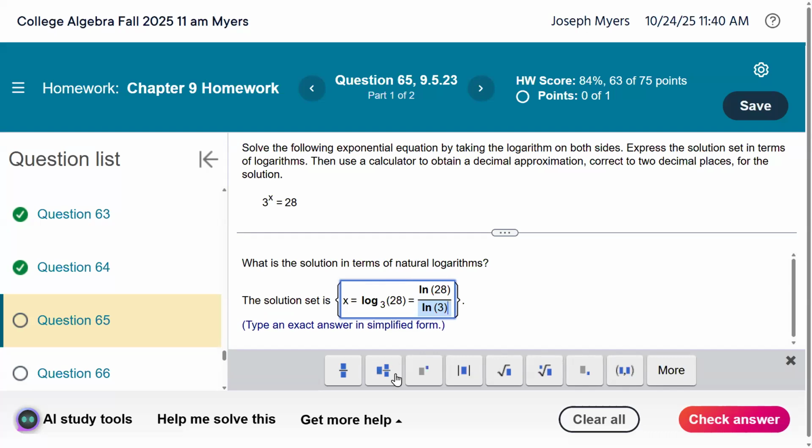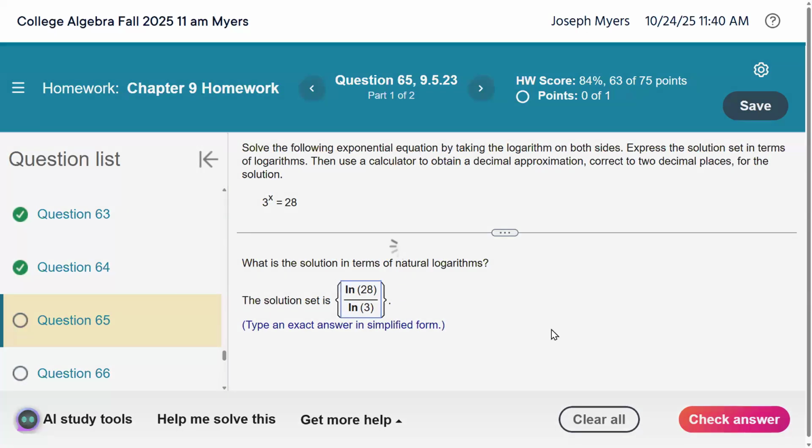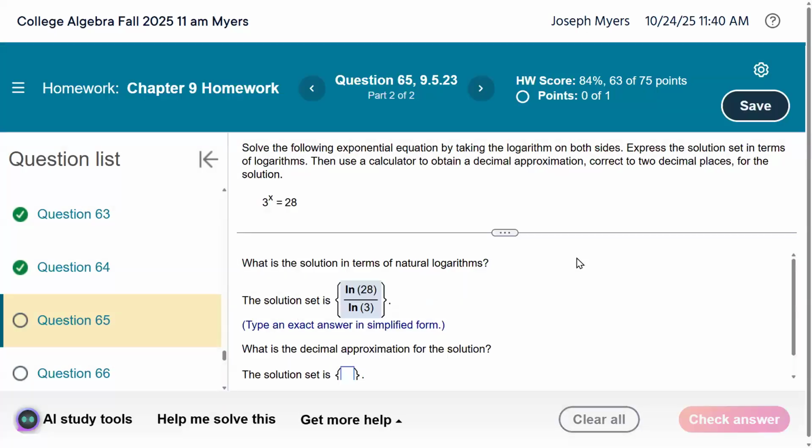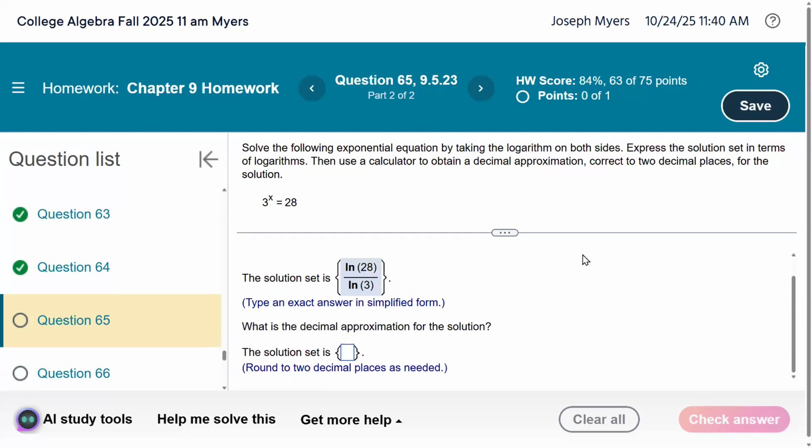So log base 3 of 28 is equal to log of the big number 28 divided by log of the small number 3. And then that's the answer. So the answer is ln of 28 divided by ln of 3. Cool. Nicely done. And now the solution set in decimals is, okay, let me use my phone.